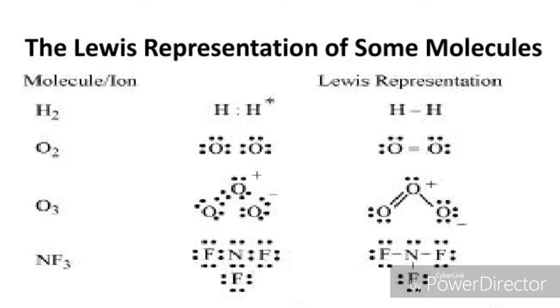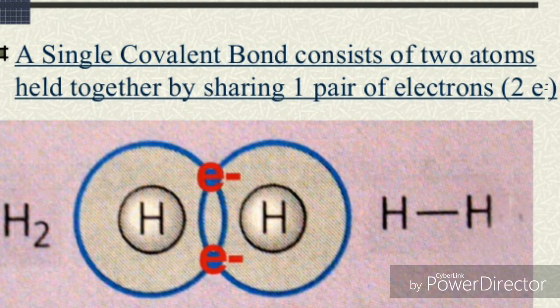Students, here you can observe Lewis dot representation of some covalent molecules: hydrogen, oxygen, ozone, and nitrogen trifluoride, NF3. Here those dots represent electrons surrounding the different atoms of elements. Here you can see single bond in hydrogen molecule. Between two hydrogen atoms, a single bond is there. Two electrons are shared between two hydrogen atoms to form hydrogen molecule. It is a diatomic molecule.